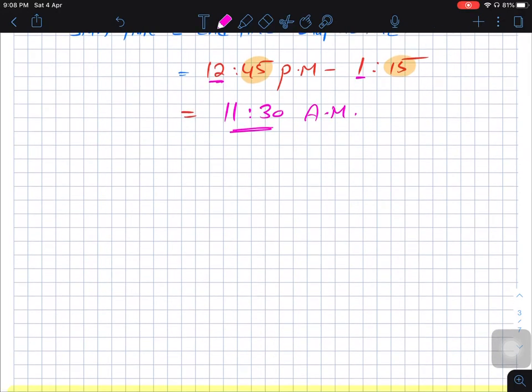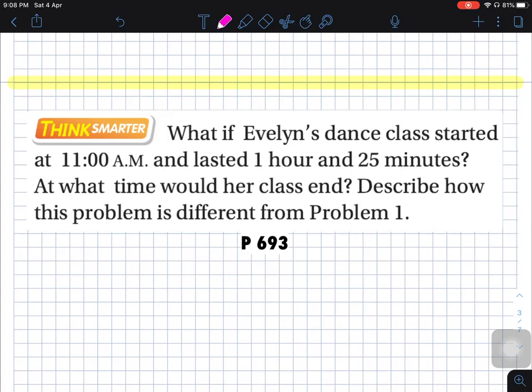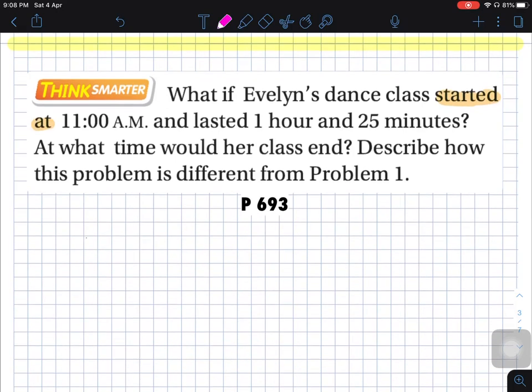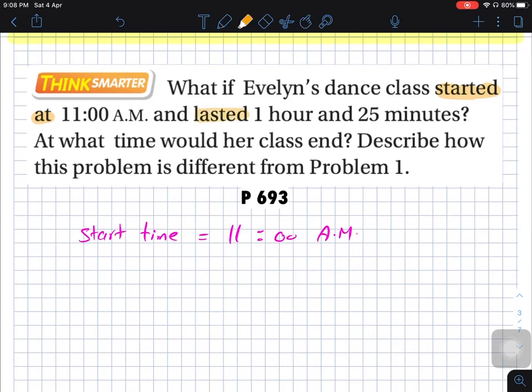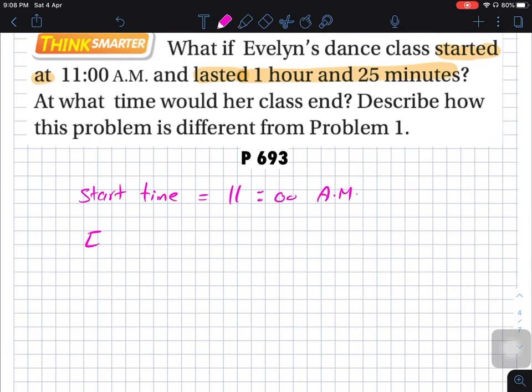Okay, everyone. Next question. What if Evelyn's dance class started at 11 a.m.? This is the start time. Start time is equal to 11 a.m. And lasted, the word lasted means the elapsed time, for 1 hour and 25 minutes. So the elapsed time is equal to 1 hour and 25 minutes.